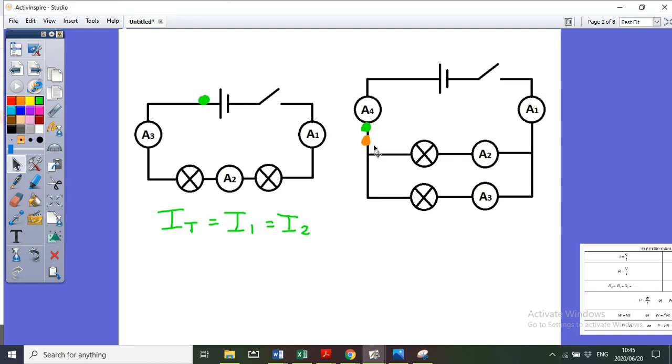If I look at only those two. Now, when I get here, there's a bit of a problem because now orange Coulomb can choose. It can either go there or it can go there. So let's say orange Coulomb chooses that path and green Coulomb chooses this path. So now if I look at this path, only 1 Coulomb per second passes through that path and only 1 Coulomb per second passes through this path.